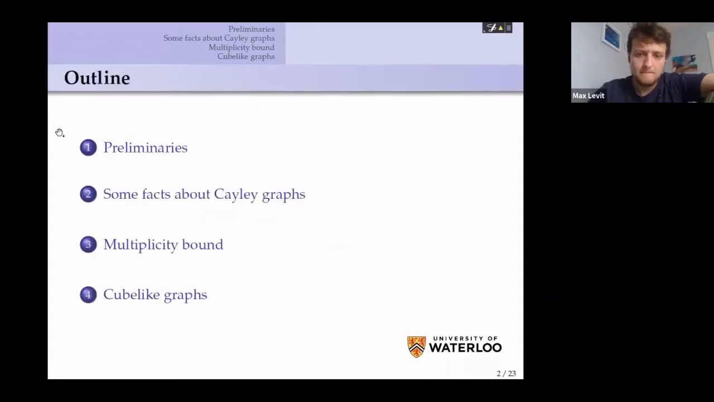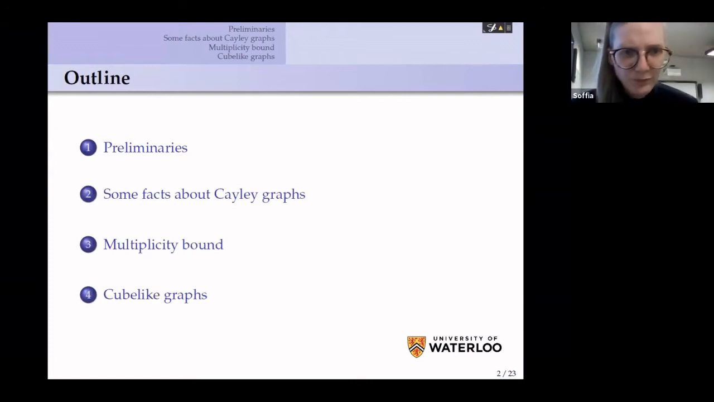Okay. So I'm going to start with some basic definitions. I'm going to define strongly cospectral vertices and Cayley graphs. And then I want to just quickly go over some fun facts about Cayley graphs and sort of the reasons for why I really like working with Cayley graphs.